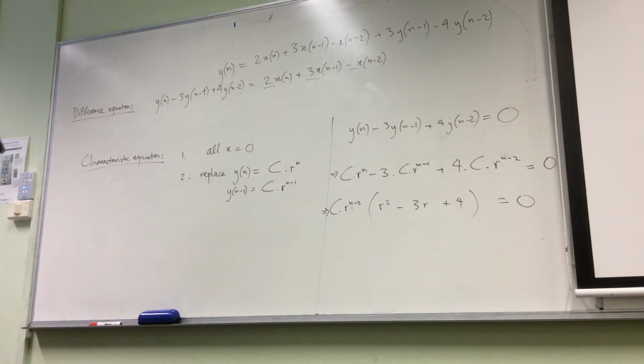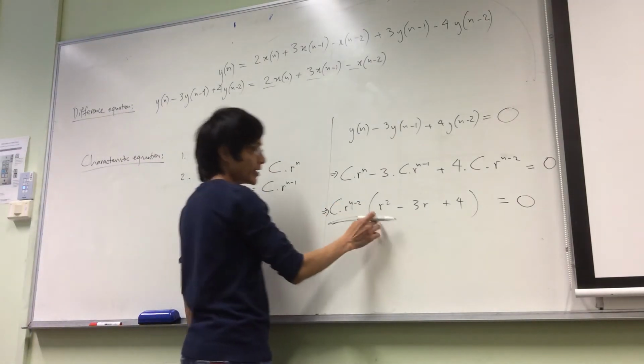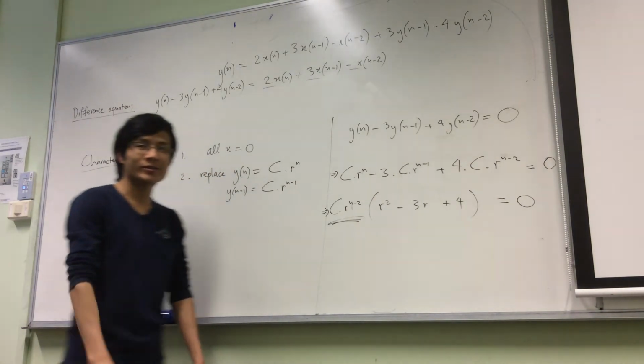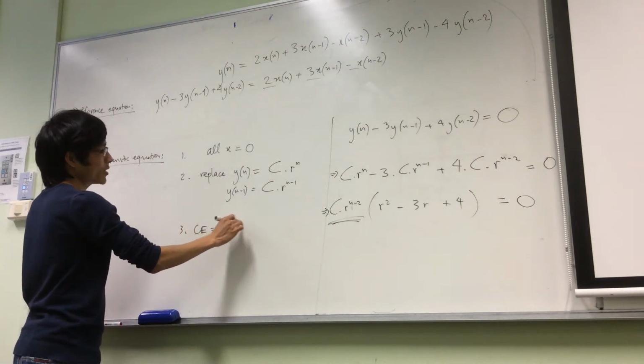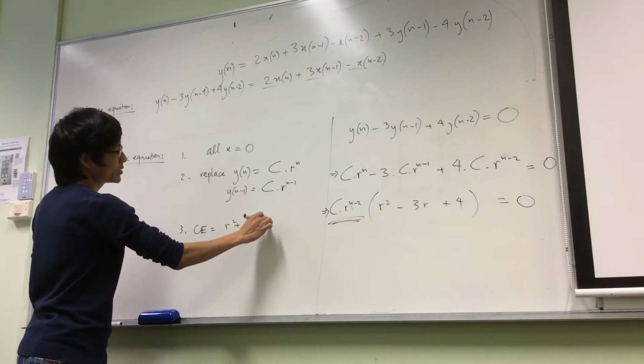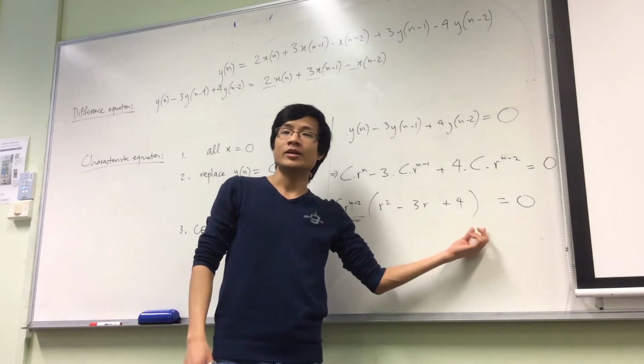So equal to 0. It means this one cannot be equal to 0. This one equals 0 is called the characteristic equation. A characteristic equation is something like r squared plus r plus something equals 0, where a and b are numbers here and here.